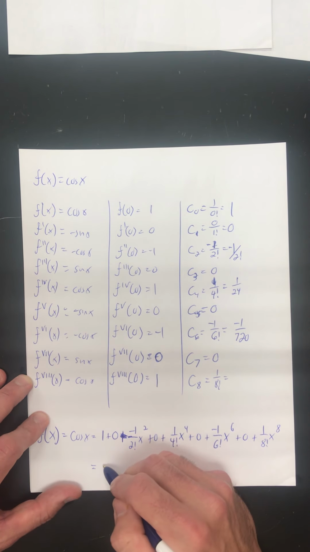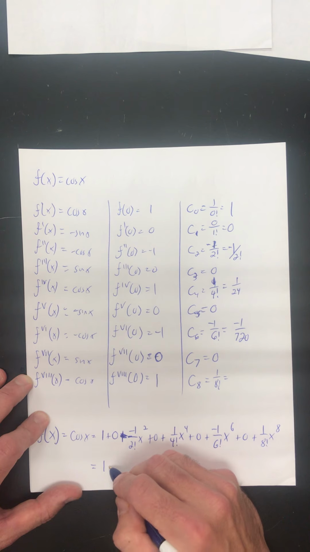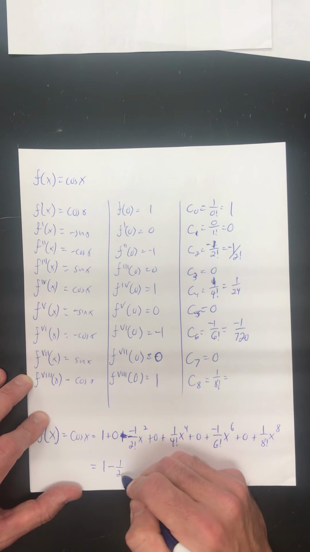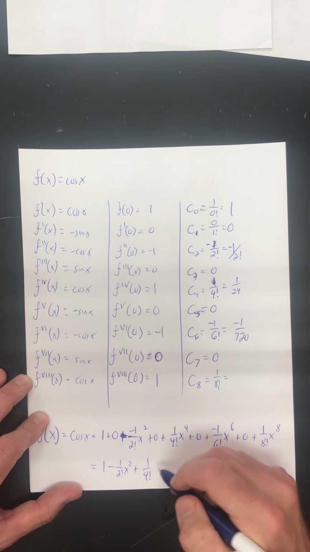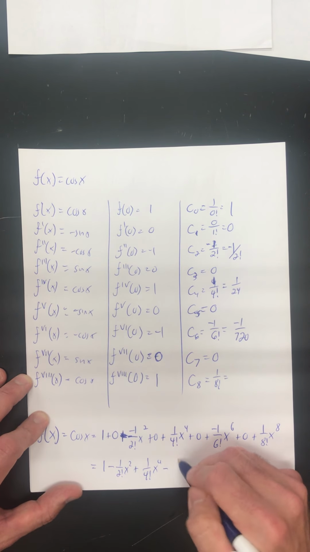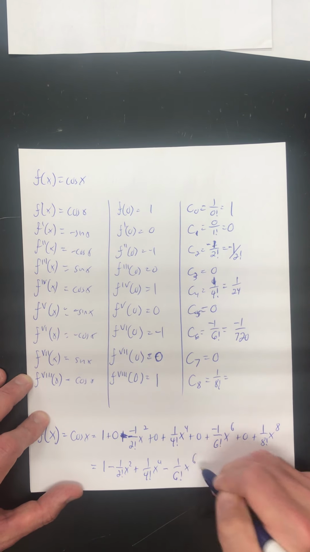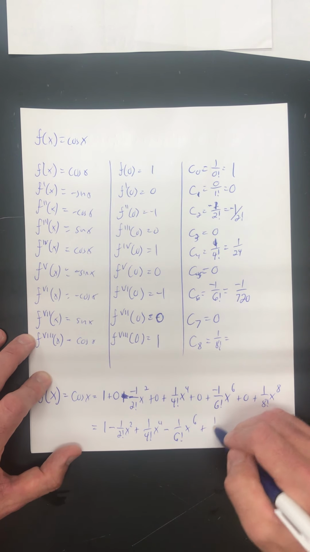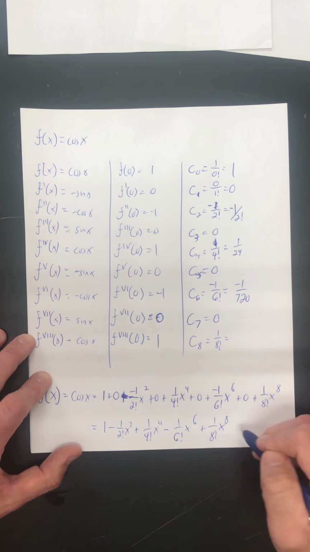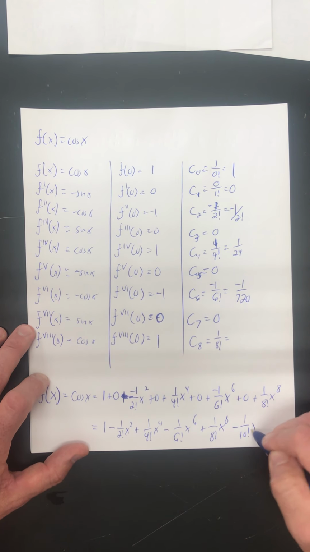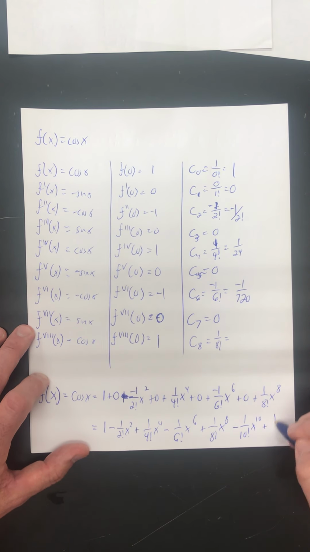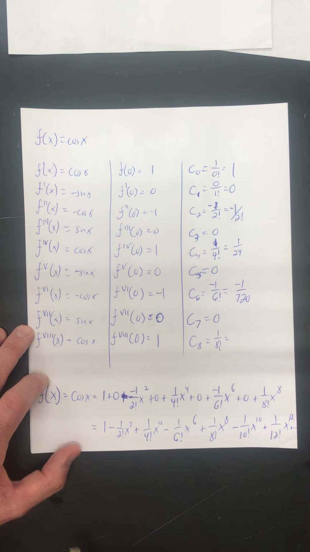Or you can see here, we've got 1 minus 1 over 2 factorial x squared plus 1 over 4 factorial x to the 4th minus 1 over 6 factorial x to the 6th plus 1 over 8 factorial x to the 8th. And you could probably guess what the next two terms are. Negative 1 over 10 factorial x to the 10th, and then positive 1 over 12 factorial x to the 12th plus ... There you go.